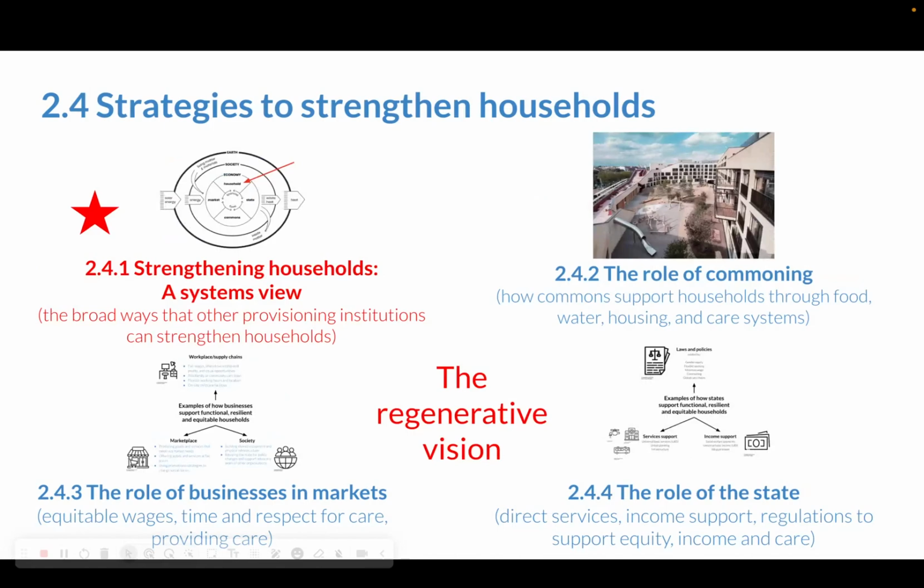Section 2.4 is on strategies to strengthen households. We have a section that takes a systems view. It's kind of an overview of the way provisioning institutions can strengthen households.